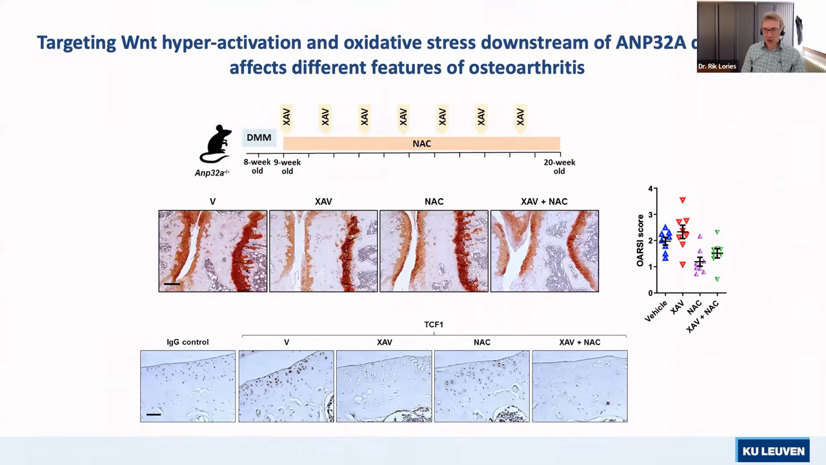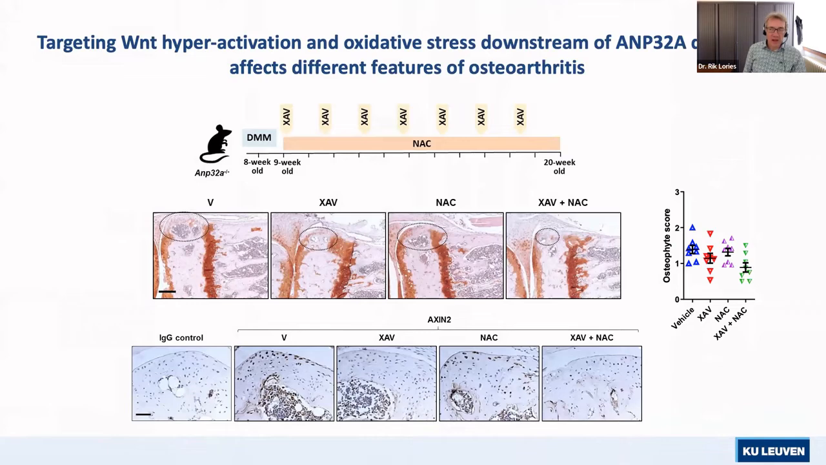And we showed that the effect on cartilage damage is almost totally dependent on the NAC, on the N-acetylcysteine, in this specific model. Remember, this is a genetic model in which AMP32A is absent, and it has really high oxidative stress. Yet, if we look further, the effect on osteophyte formation is more dependent on Wnt signaling.